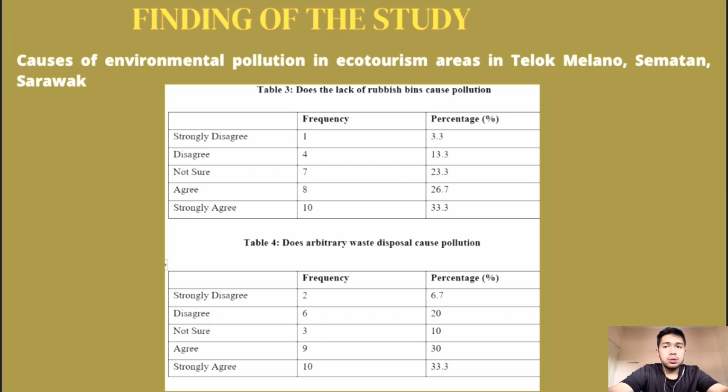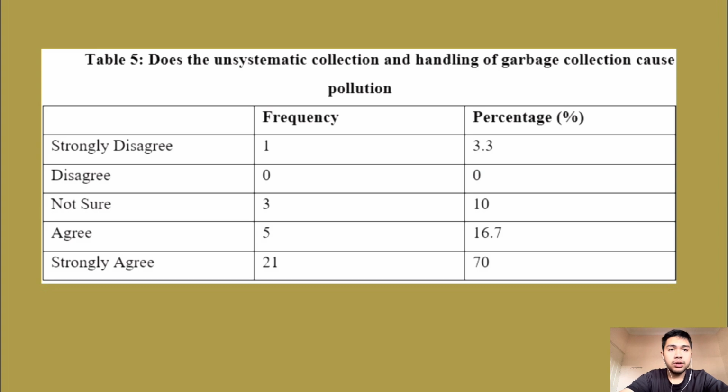Most respondents answered strongly agree, which is 10 respondents. Soil, water, and air pollution are likely to occur as a result of inappropriate waste disposal when any of these are contaminated with hazardous compounds. Next, table 5 shows the question about whether the unsystematic collection and handling of garbage causes pollution. Most respondents answered strongly agree, which is 21 respondents. A lot of rubbish in the area is not well maintained, thus inviting discomfort among visitors.